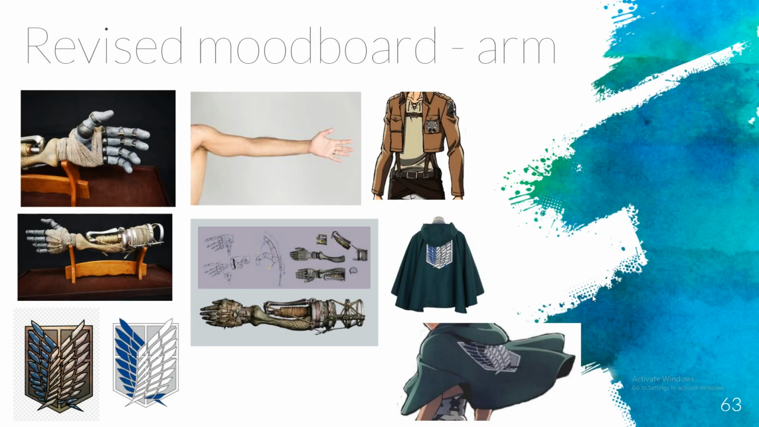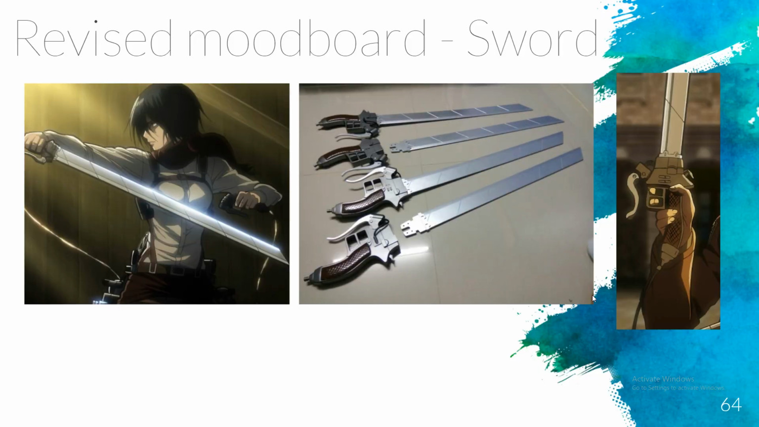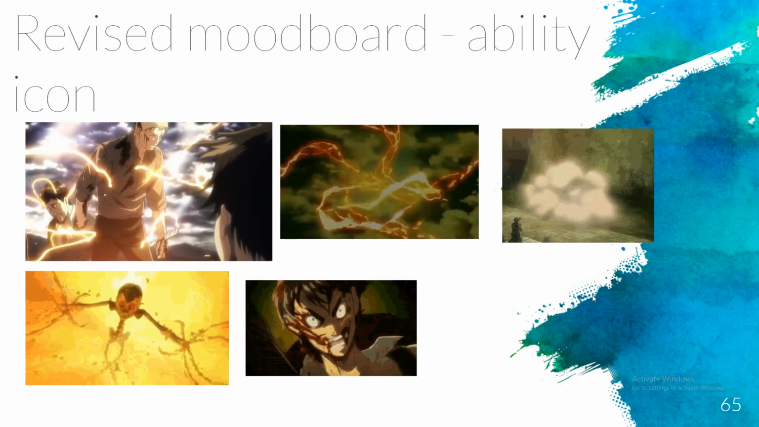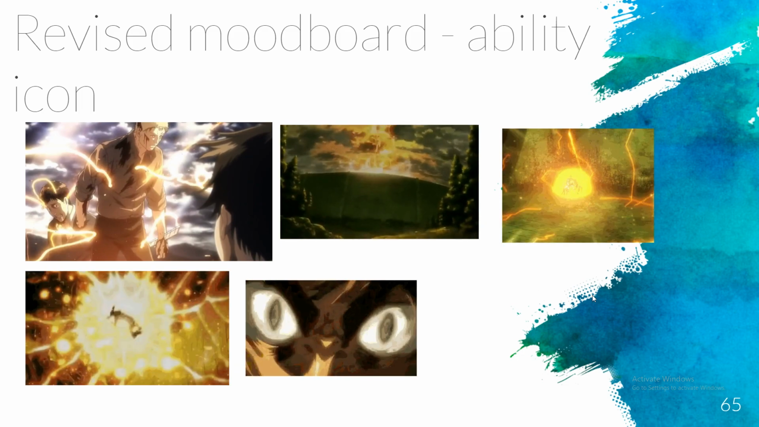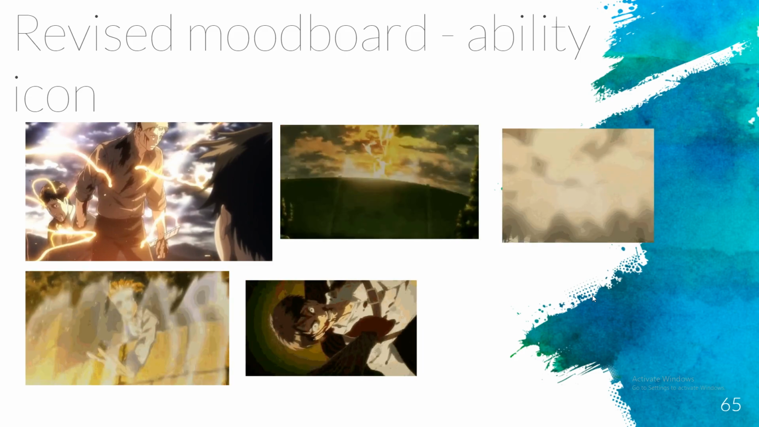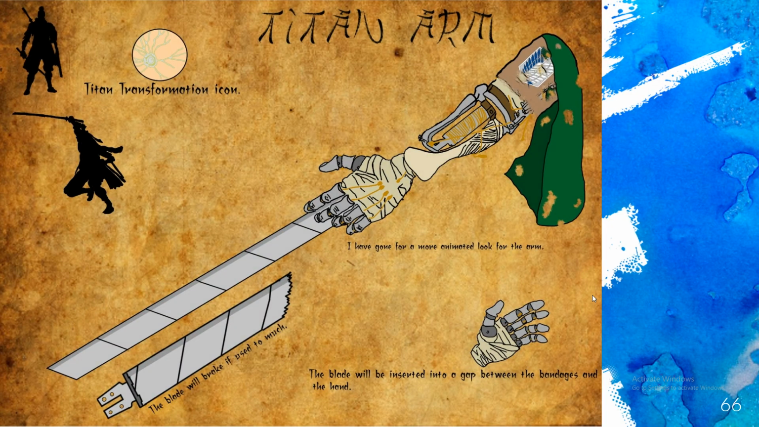Okay, this is my new mood board for the arm. Here's my new mood board for the sword. And lastly, my ability icon. As you can see, at the moment these are GIFs of them transforming, so sort of how the lightning effect works. And here's my new final piece.